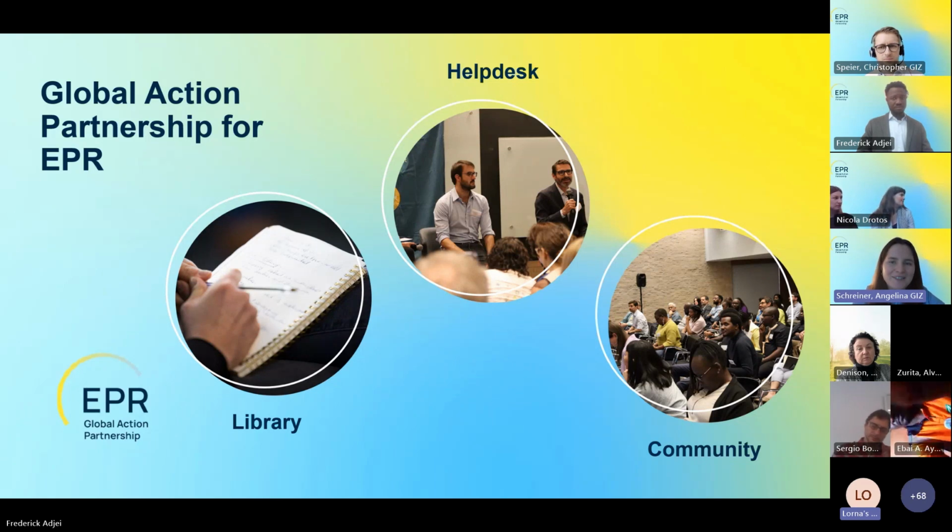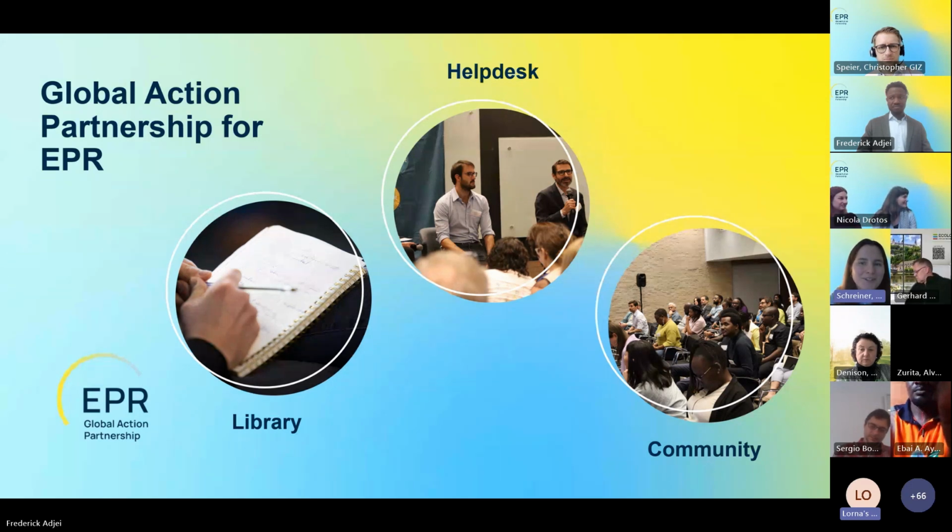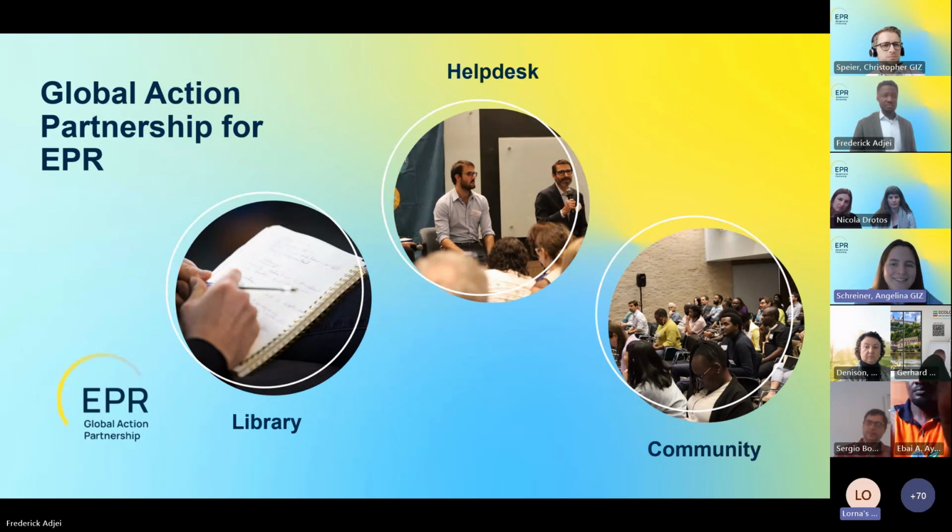Then the second pillar is the help desk. The EPR help desk supports your EPR journey with its pool of global experts. And here's also an invitation to all of you. Do you have a specific question regarding your EPR journey? Simply send us a request and we will match you with an expert who can provide the guidance you require. And for most stakeholders from low and middle income countries, the help desk is generally free of charge. So just check out the help desk on our website.